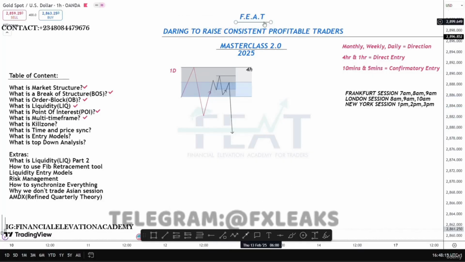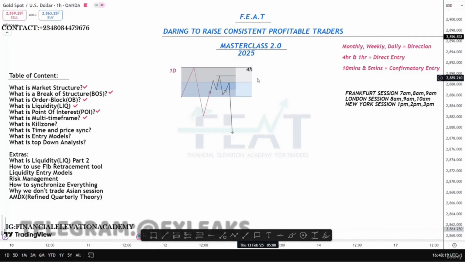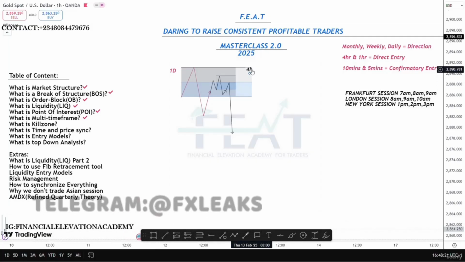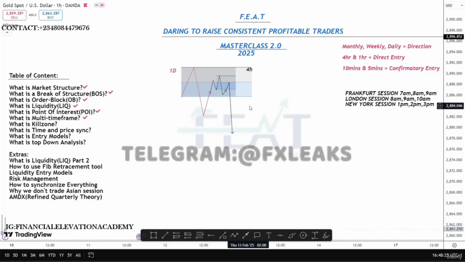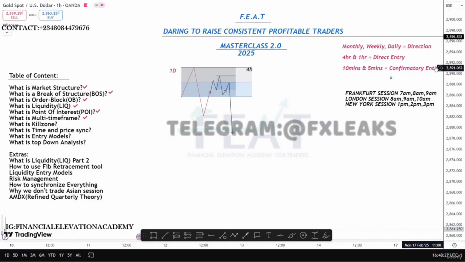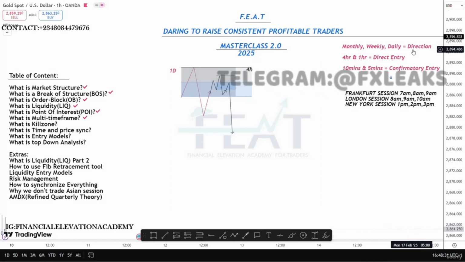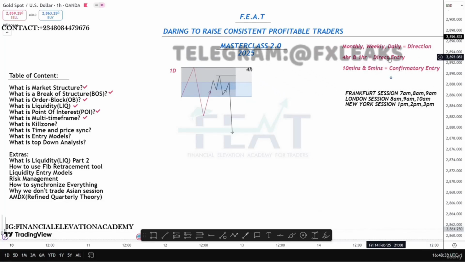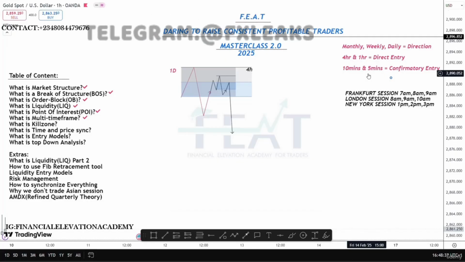Okay, now moving on to our next topic, entry models. Now you know our time frames we use in trading. We use the weekly, monthly for direction. Then we use the 4 hours, 1 hour for direct entry, 10 minutes, 5 minutes for confirmation entry. So now let's talk about entry models.